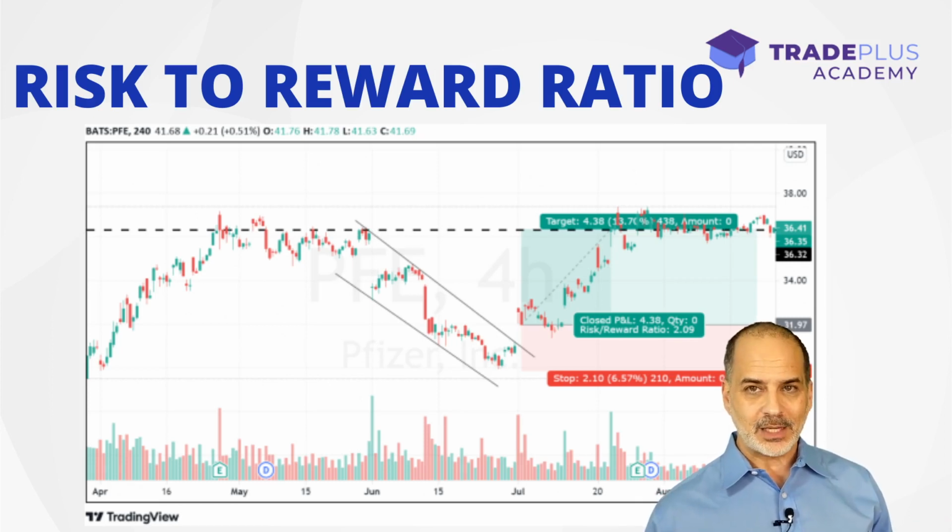The big green rectangle represents our reward, and the not so big red rectangle represents our risk and the potential loss had the price gone down, which gives us a risk to reward ratio of 1 to 2.09.